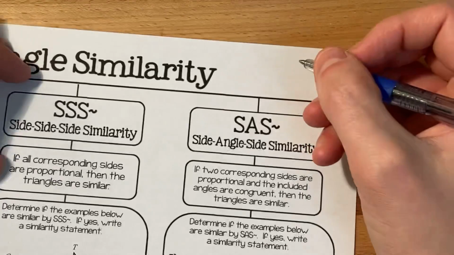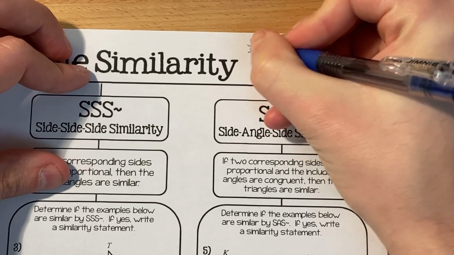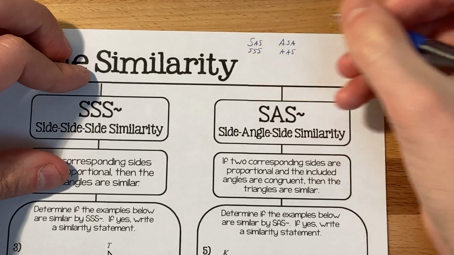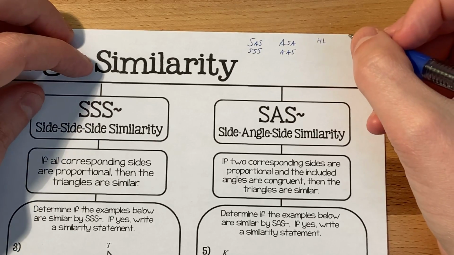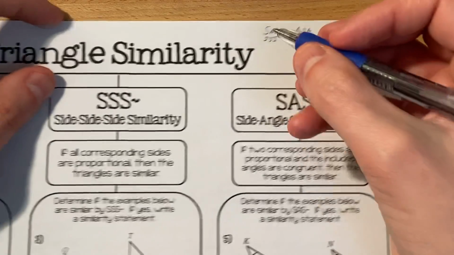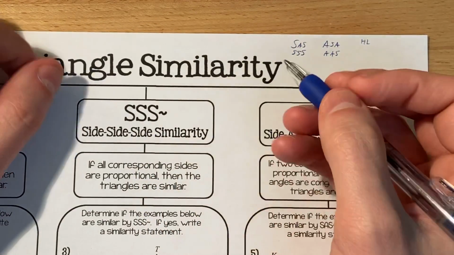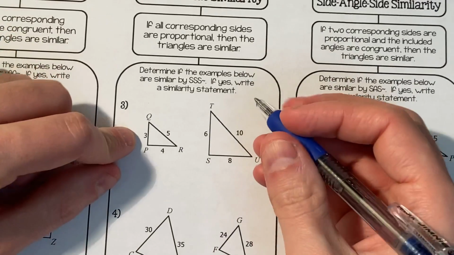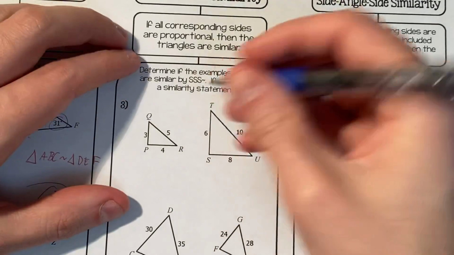If you remember, we had a whole bunch of congruence statements like side, angle, side, side, side, side, angle, side, angle, angle, angle, side, and hypotenuse leg, I think were all of them. It's very similar to that, where side, side, side was enough to show that they were congruent triangles. Now we're saying that if all three sides are proportional, then it makes them similar. So determine if they are side, side, side, which means this is a yes, no. It could be no. You need to see if they are proportional.